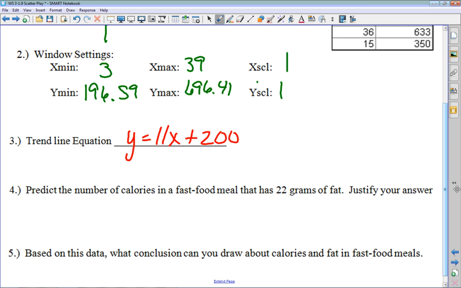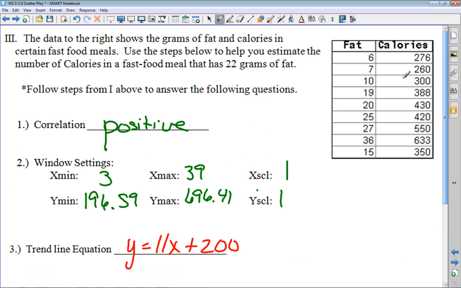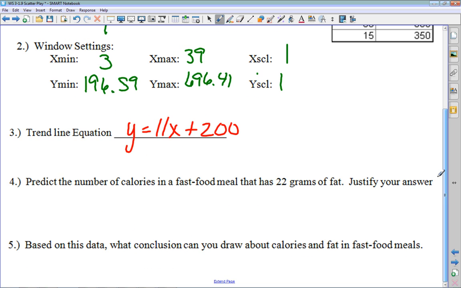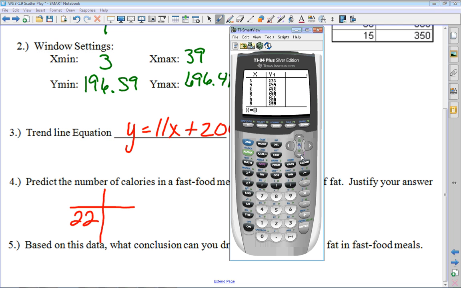Well, first off, where are the grams of fat? It's right here in the X column. So we're going to go over here, and I'm going to put 22 in the X column. So now I'm going to look at my table, and I'm going to press second window, and I'm going to go down to where X is 22. Oh, stop. There we go. And Y is 442.